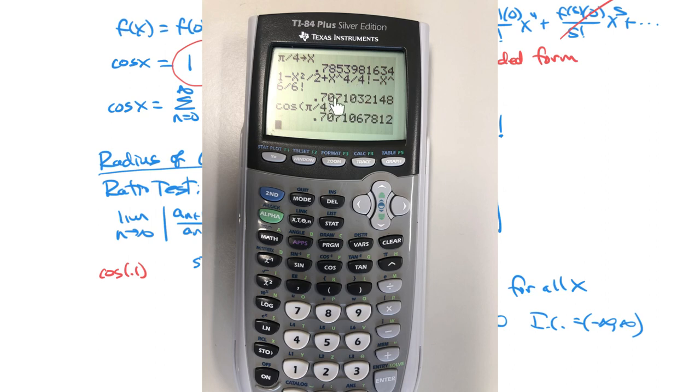So this is the answer I got, but then if I just ask the calculator cosine of pi over 4, I get this answer. So there's some disagreement here, because remember when we use Maclaurin series, we're centered at 0, and now we're getting further away from 0 over at pi over 4. So there's going to be some errors that start to develop, so it's not as accurate.